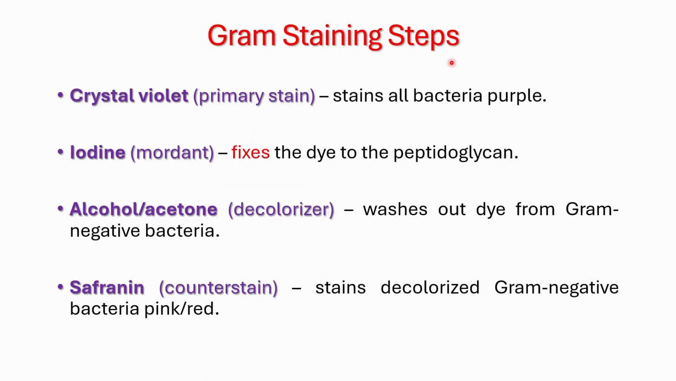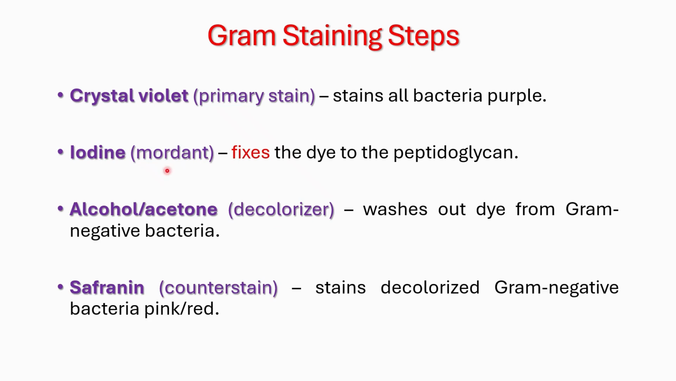The gram staining steps. First, crystal violet. It is a primary stain, and this dye stains all bacteria purple during the initial step. The second, that is iodine, the mordant. What will iodine do? The iodine fixes the crystal violet dye to the peptidoglycan layer, forming a stable crystal violet-iodine complex.